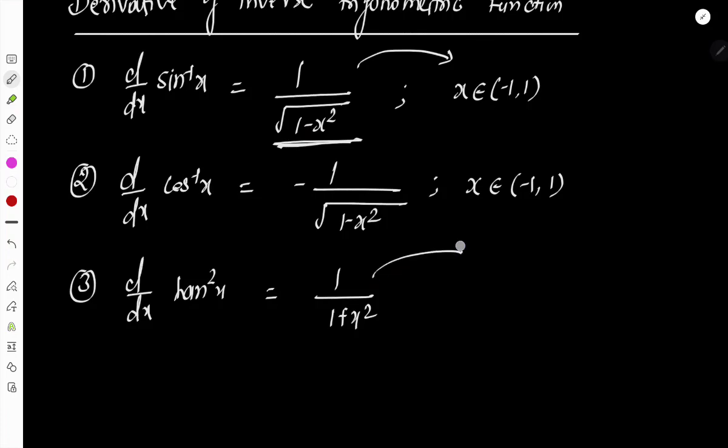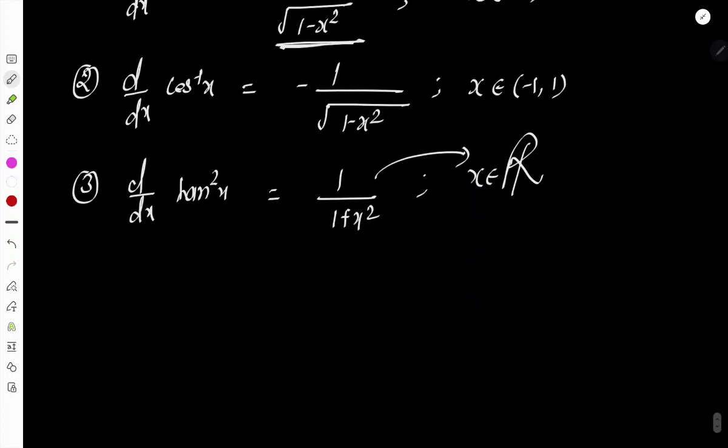And similarly, you know that here any x you take, it will be defined, 1 by 1 plus x square. Correct. Okay, mainly these formulas you need to remember. The remaining things are not a big issue. Okay, we'll take some questions.